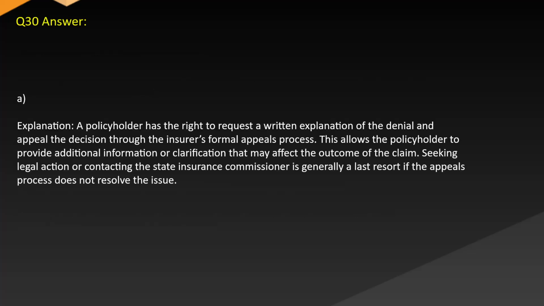Answer A. Explanation. A policyholder has the right to request a written explanation of the denial and appeal the decision through the insurer's formal appeals process. This allows the policyholder to provide additional information or clarification that may affect the outcome of the claim. Seeking legal action or contacting the state insurance commissioner is generally a last resort if the appeals process does not resolve the issue.